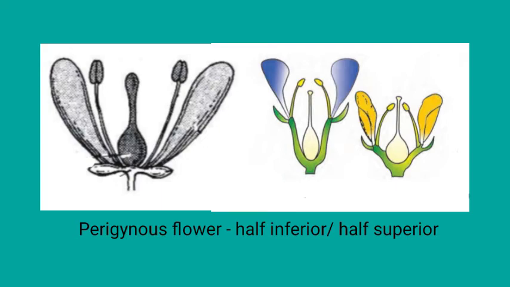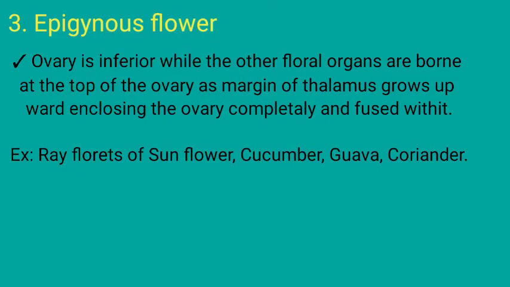The next type of flower is epigynous flower. In this type, the ovary is inferior, while the other floral organs like calyx, corolla, androecium are borne at the top of the ovary as the margin of thalamus grows upward, enclosing the ovary completely and fused with it. Example: ray florets of sunflower, cucumber, guava and coriander.